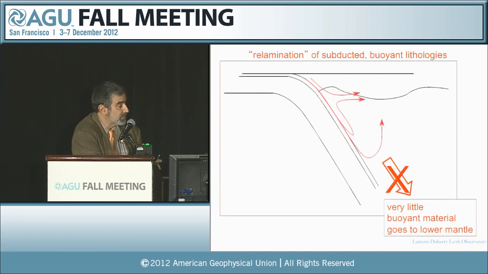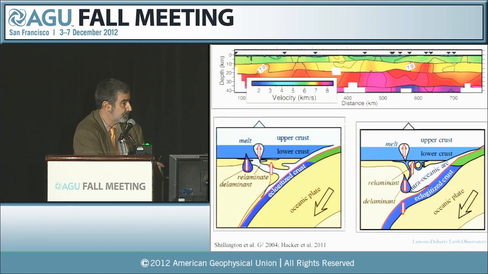Okay, so we can come up with all sorts of fancy ways to think about that. We can maybe have imbrication of material directly from the forearc into the arc lower crust. You can have things going down and magically coming back up the subduction channel, which is probably Brad Hacker's favorite, or we can have little blobs of stuff floating up through the mantle wedge. But what was pretty clear is that buoyant material at the top of a subducting plate does not go into the lower mantle.